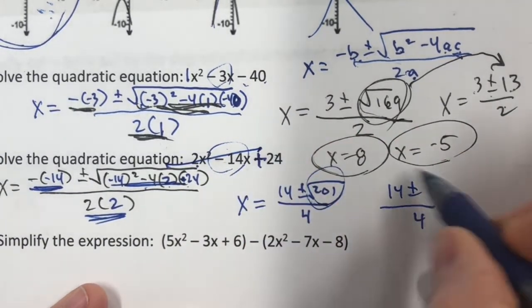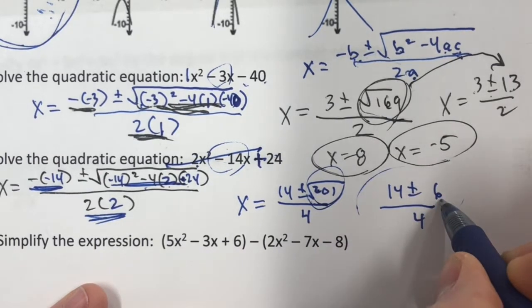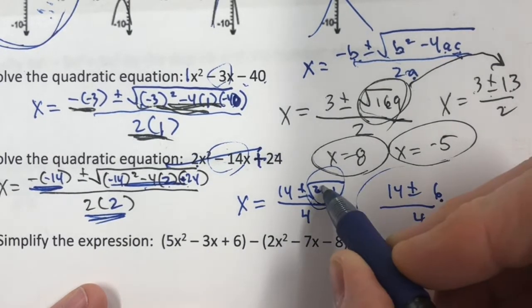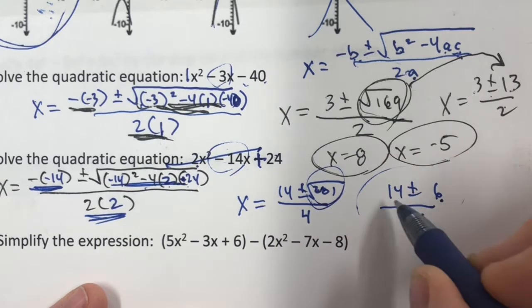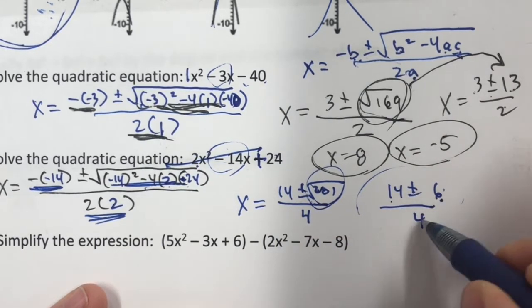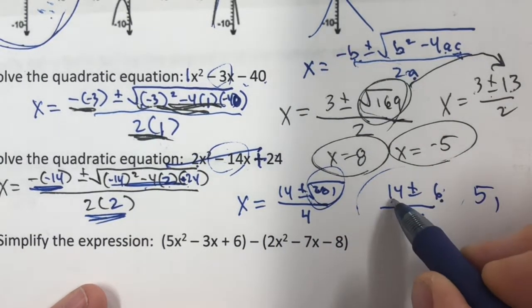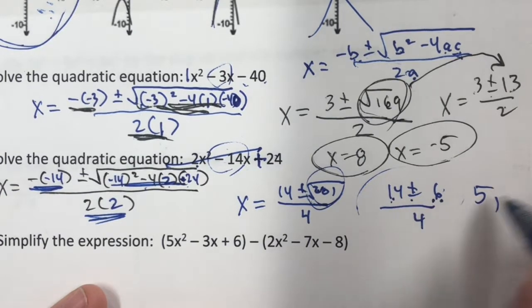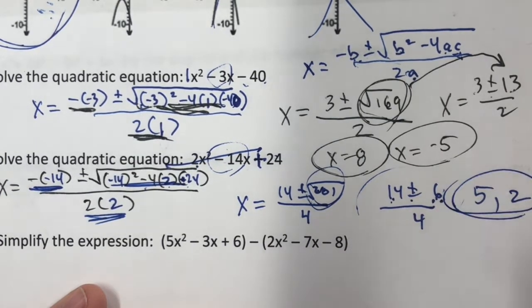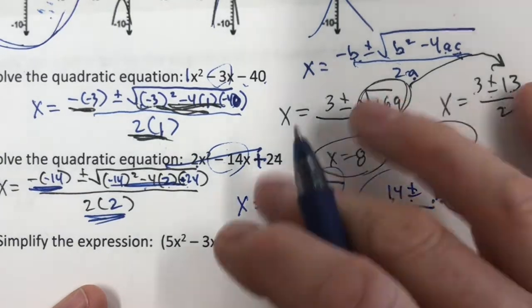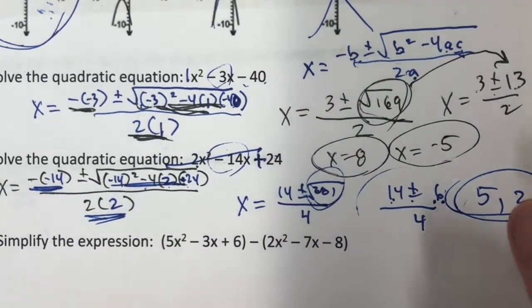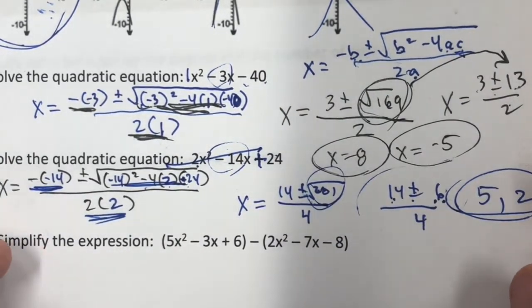But anyway, suppose it came up to be that instead of this, it'd be 6. Suppose that was a 36, square root of 36, which is 6. So 14 plus 6 is 20. 20 divided by 4 is 5. And then 14 minus 6 is 8, and 8 divided by 4 would be 2. And so there would be my 2 answers right there. I'm sorry I messed up that problem when I typed it out. I don't know what I did. Made a typo or something.